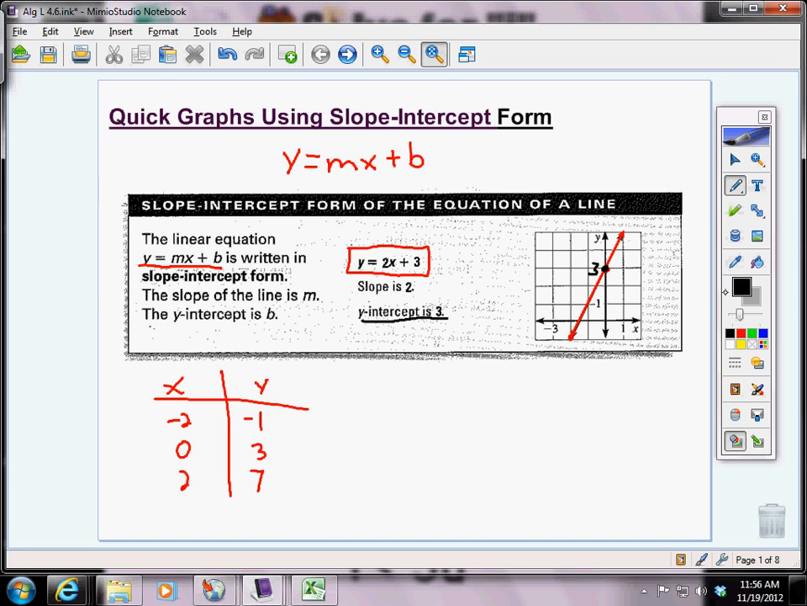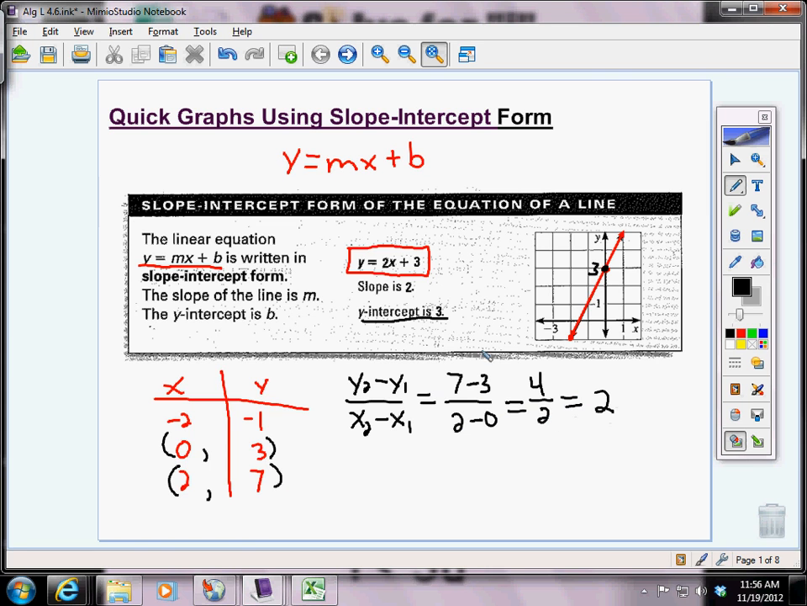Now, let's find the slope. Using our slope formula, y2 minus y1 over x2 minus x1. I have some points right here, so it doesn't matter which ones you use. I'm going to use 2, 7, and 0, 3. I'm just going to take the difference in my y's, 7 minus 3, over the difference in my x's, 2 minus 0. 7 minus 3 is 4, 2 minus 0 is 2, 4 divided by 2 is 2. So our slope is 2.